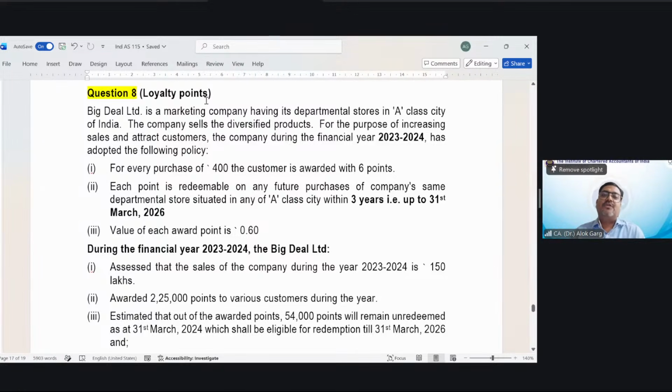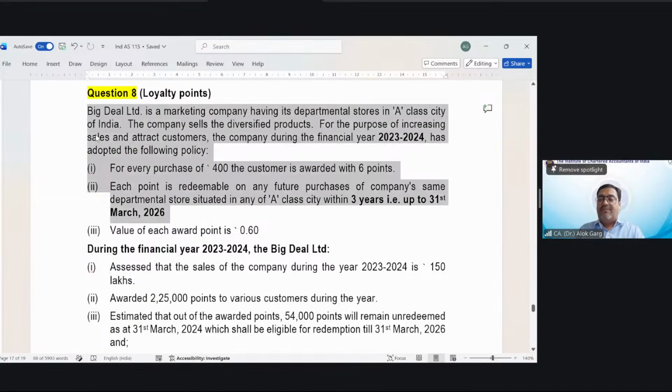So now let's solve this question, and with the help of this question, we will understand the concept of performance obligation accounting, reward point accounting.